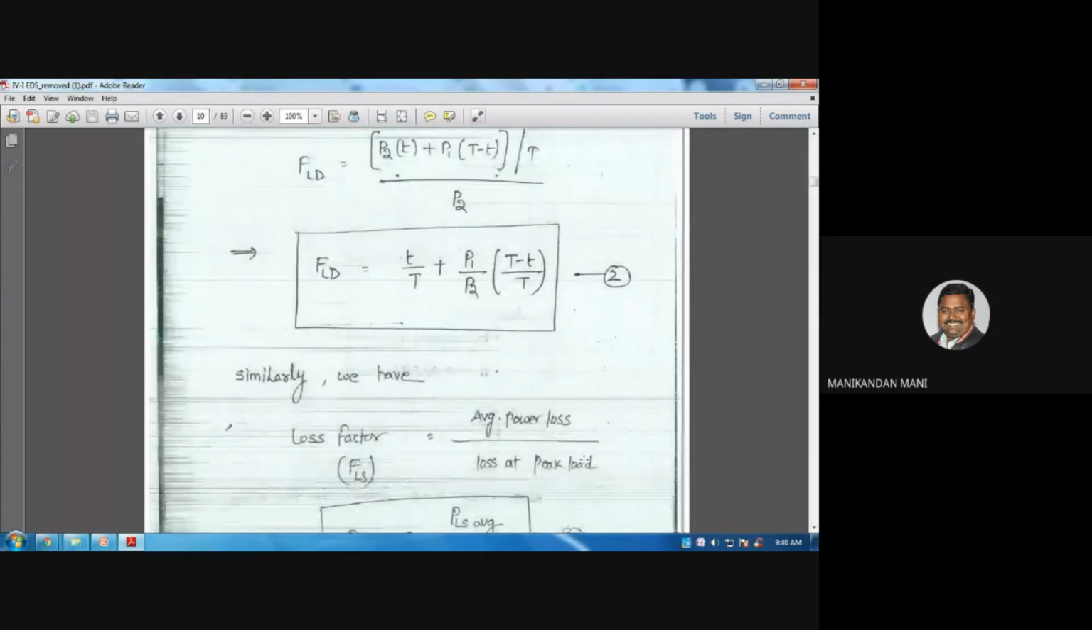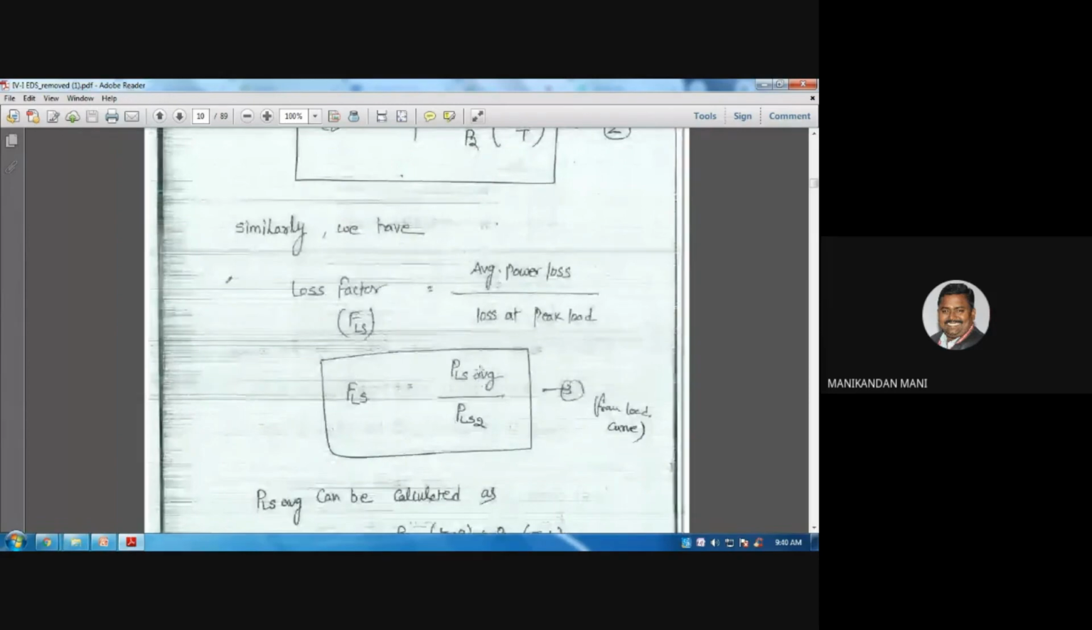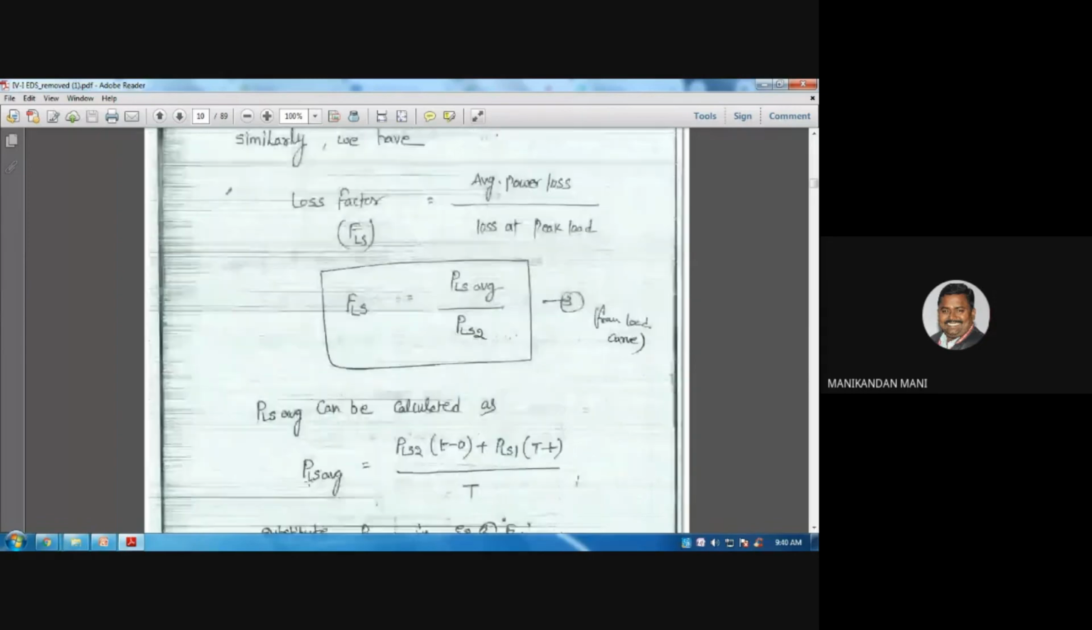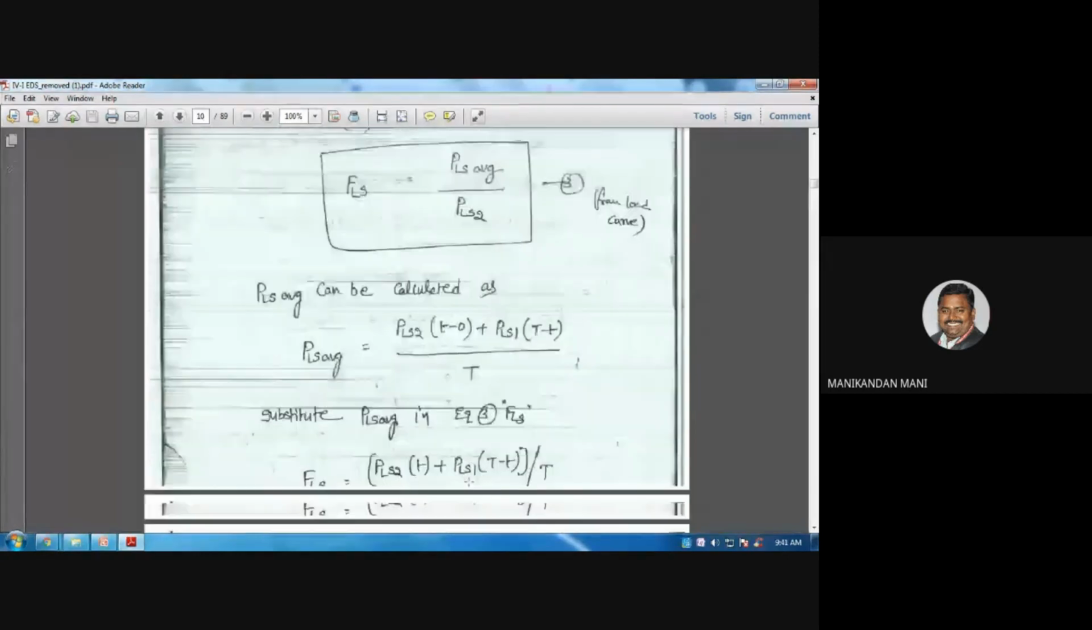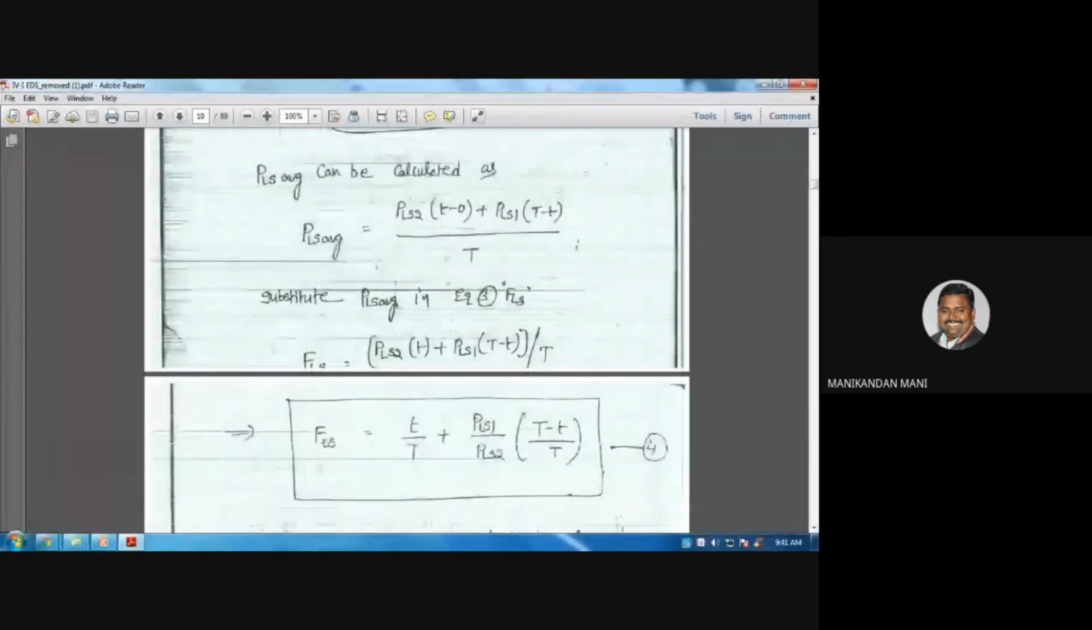So FLS is equal to PLS average divided by PLS2. Okay, so from the graph we need to calculate the PLS average. So PLS2 into T, the same T minus 0 plus PLS1 divided by capital T minus T divided by T. Okay. So now substituting this equation, straight away the FLS is equal to T divided by capital T plus PLS1 divided by PLS2 into capital T minus small t divided by capital T, right?